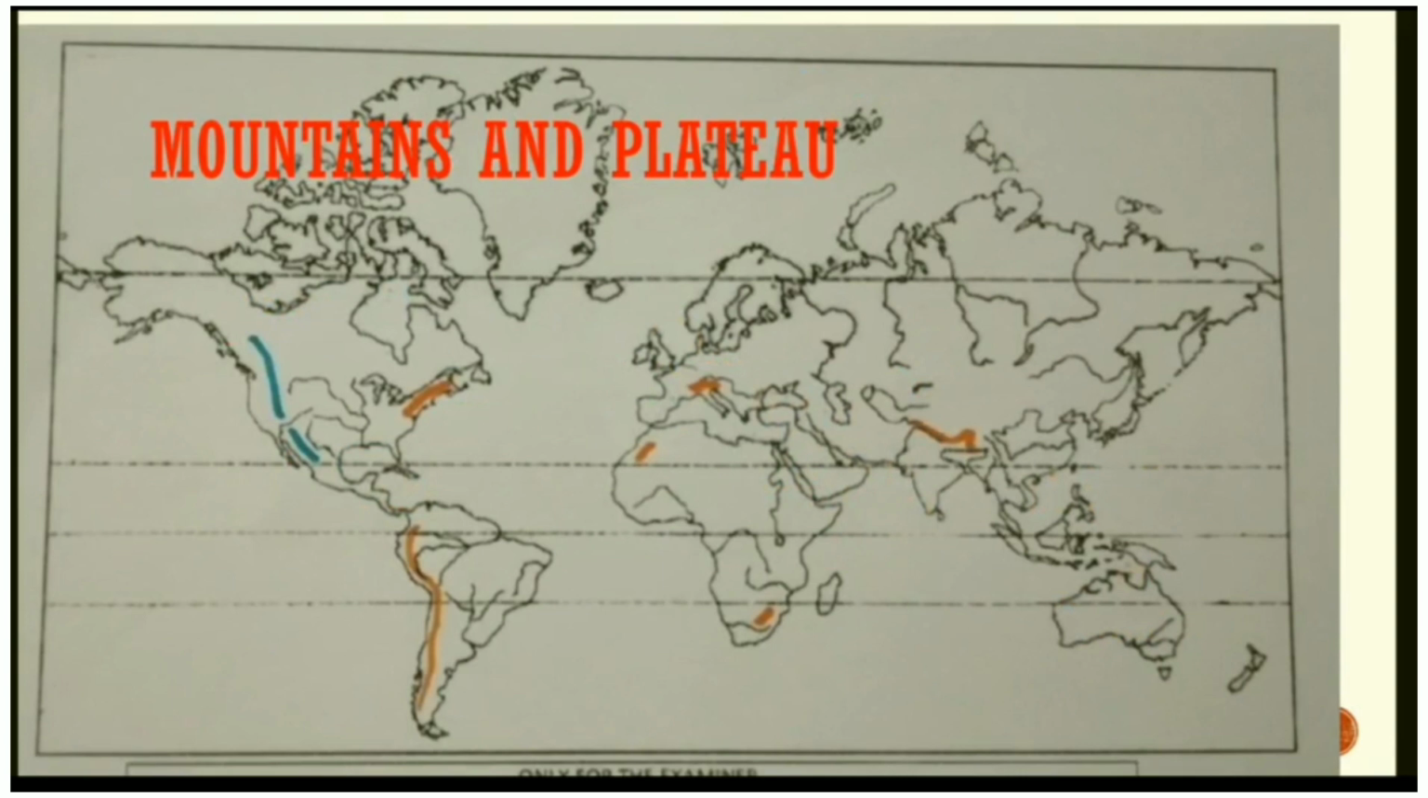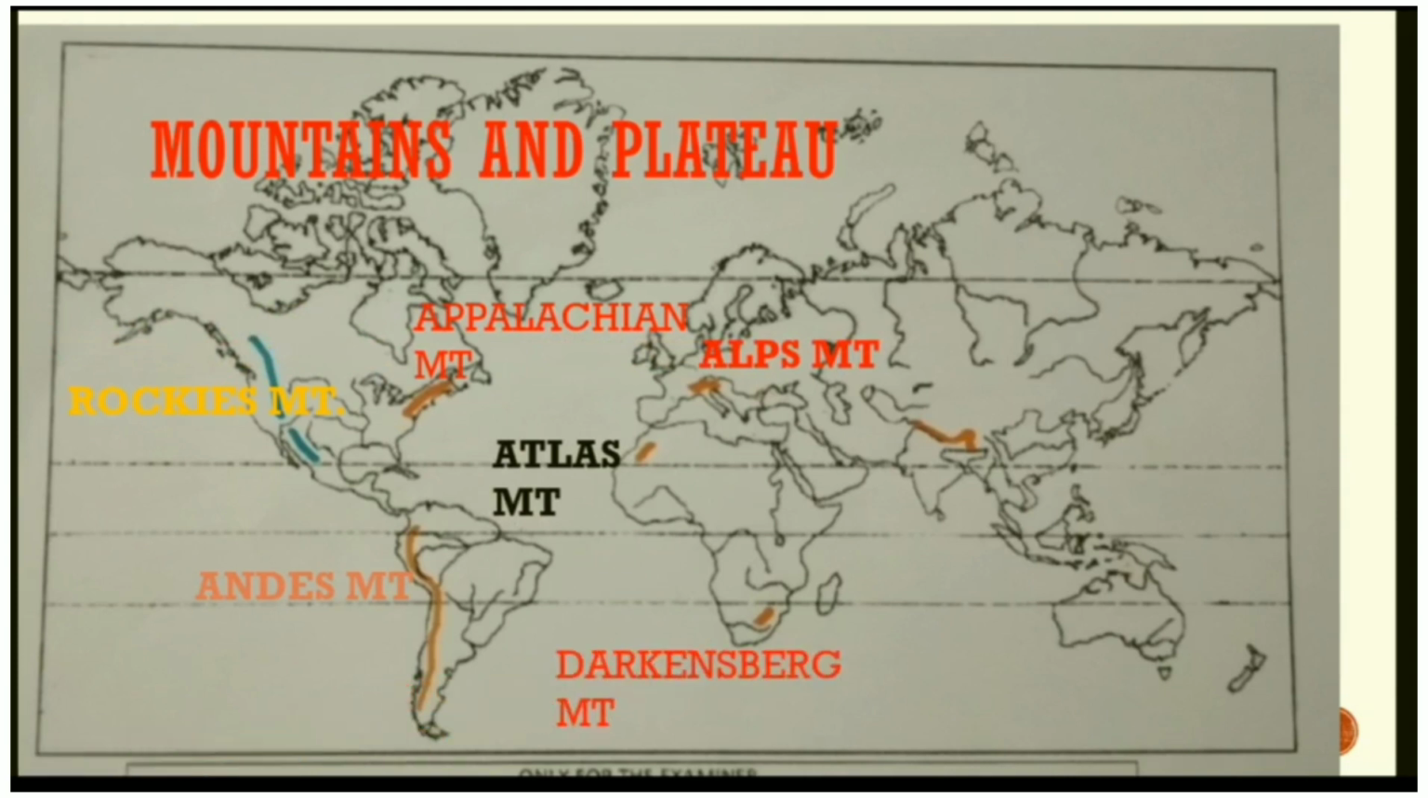Mountains and plateaus. Now how will you mark? Just see the brown color lines which I have marked here. In the same way, whenever mountains or plateaus are asked, just draw the line for the mountains and plateaus and then show what it is. Like here, the first one is the Rockies Mountain, second is the Andes Mountain, third is the Appalachian Mountain, fourth is the Atlas Mountain, next is the Alps Mountain, Drakensberg Mountain, Himalayas Mountain. So in this way you will mark all the mountains and plateaus.